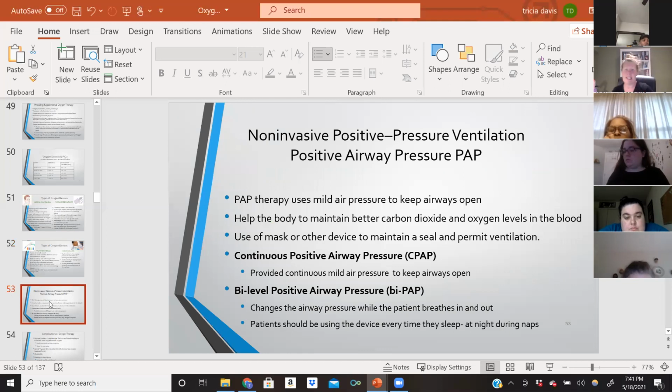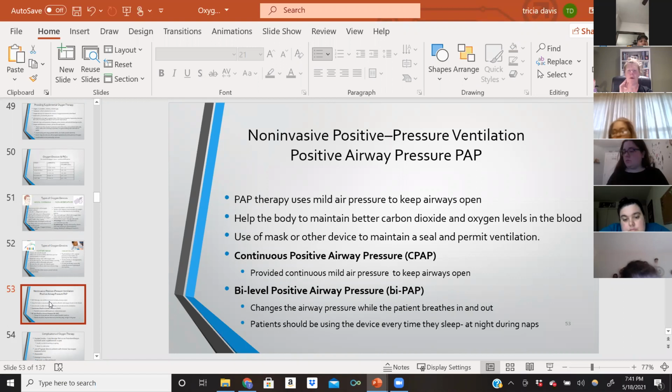Then we have non-invasive positive pressure ventilation, or positive airway pressure, PAP. So PAP therapy uses mild air pressure to help keep our airways open. It helps the body to maintain better carbon dioxide and oxygenation levels in our blood, and uses a mask or other device to maintain a seal and permit proper ventilation. So we have CPAP and BiPAP. CPAP is continuous positive airway pressure.